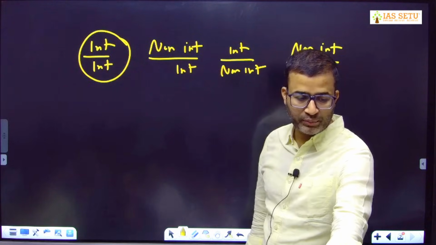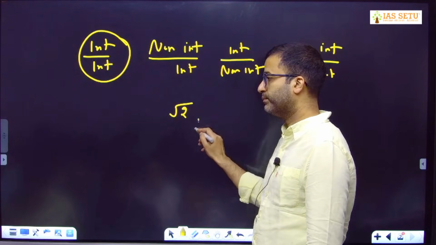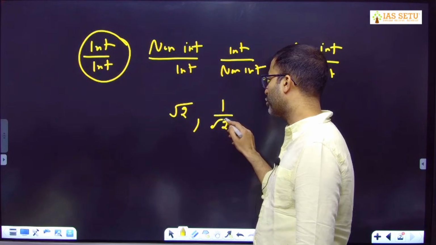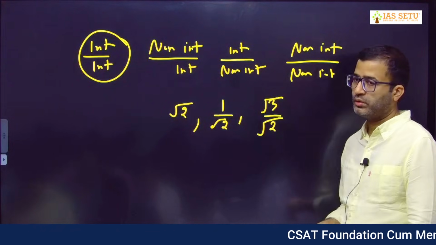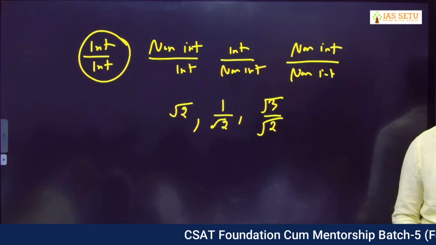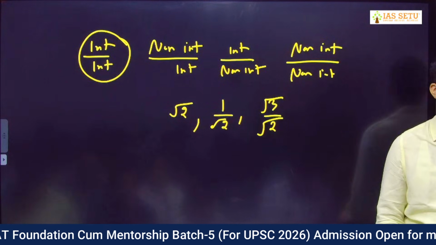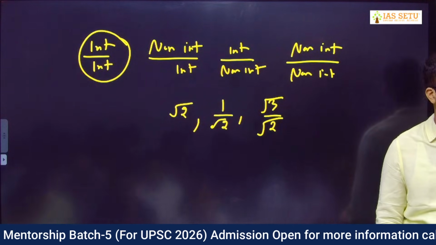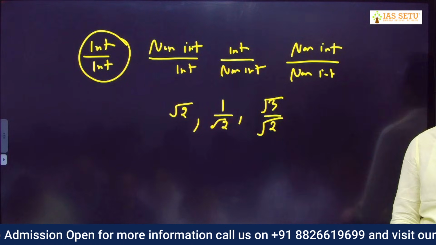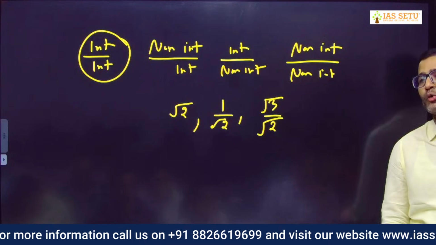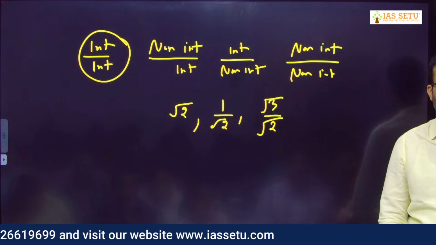So wherever you have written the definition of rational, you write examples: under root 2, 1 by under root 2, under root 3 upon under root 2. So for irrational numbers you have to understand 2-3 things. One is the definition, that it can't be expressed in the form of integer upon integer. Why? Because either the numerator is non-integer, maybe the denominator is non-integer, or both are non-integer. And second, you remember some of the examples. You add one more thing.